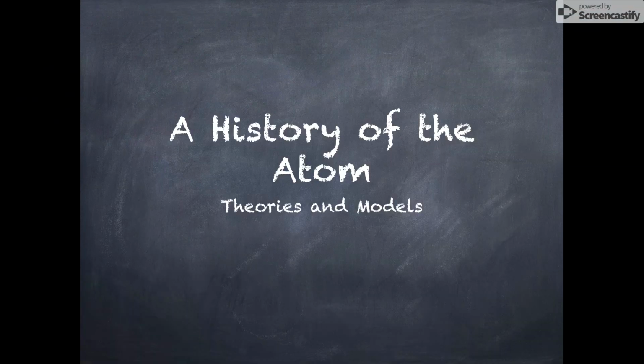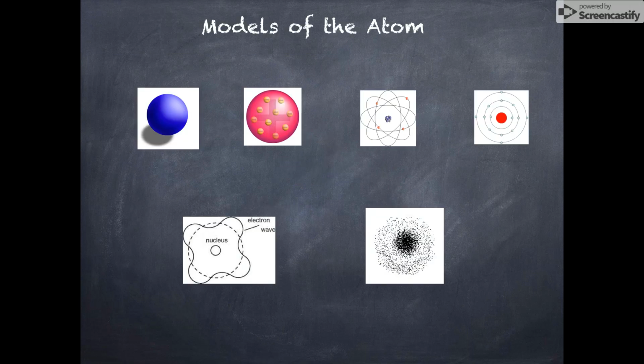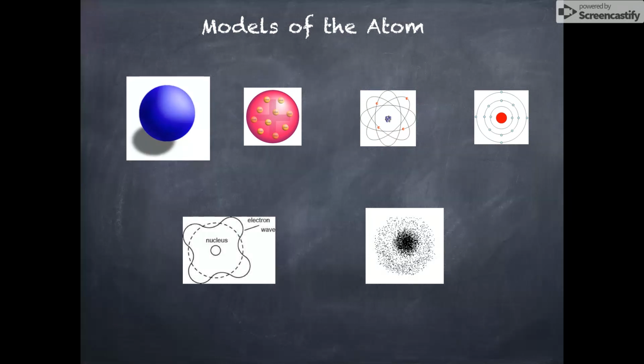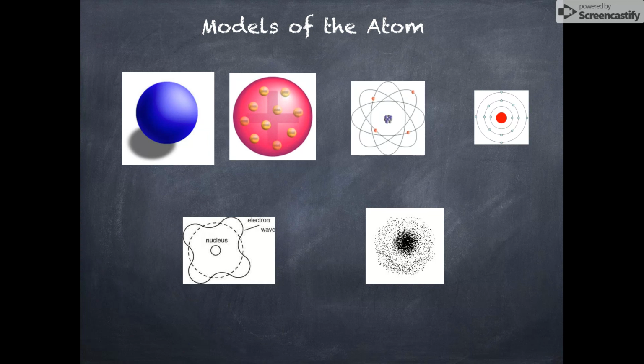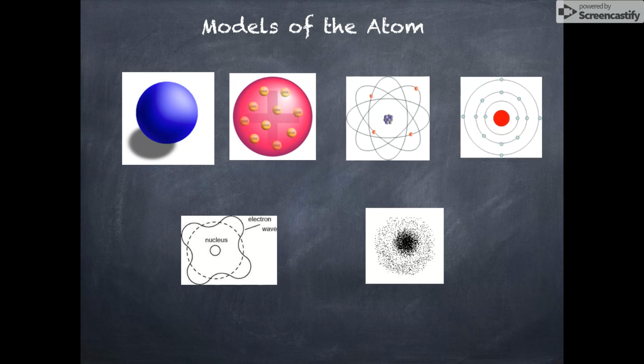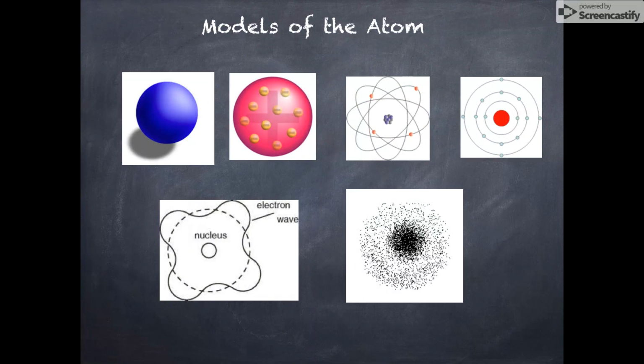Right, well, welcome. We're going to dive right into a history of the atom, theories, and models. So maybe your drawing looked like one of these models. These are all models of the atom, and we're going to be looking at each model: the billiard ball model, the plum pudding model, the planetary model, Bohr's model, de Broglie's model, and Schrodinger's model.